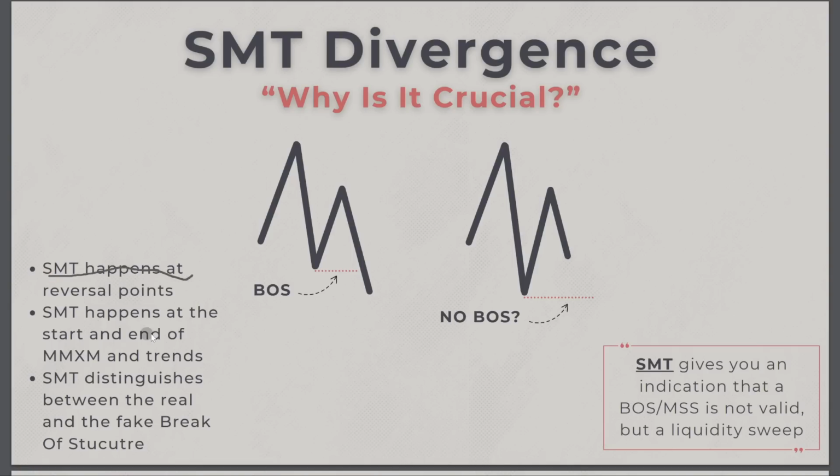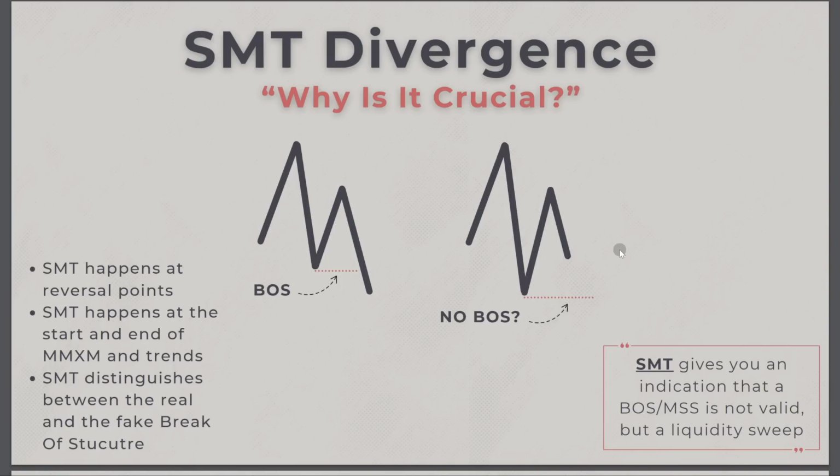SMT happens at reversal points. So you see where we had this fake breaker structure, that's a reversal point in the future, and it's going to go like this. SMT also happens at the start and end of market maker models, and also all trends. So we have this swing high, the swing low, and when taking a look at this on the lower time frame, there's an SMT here and an SMT here most of the time.